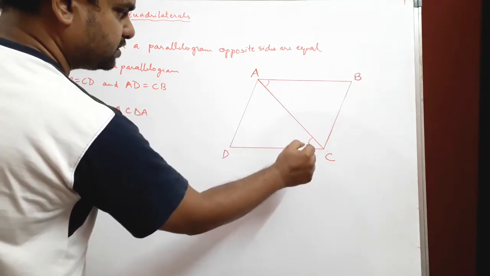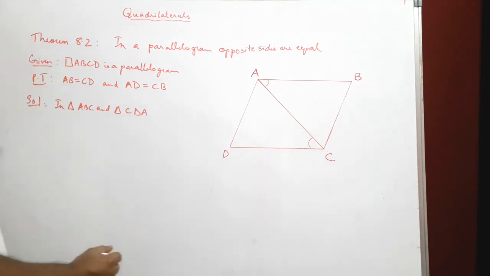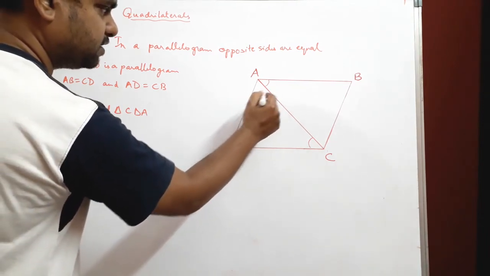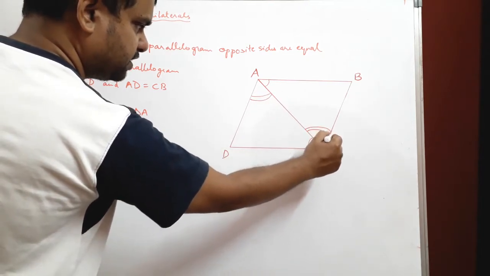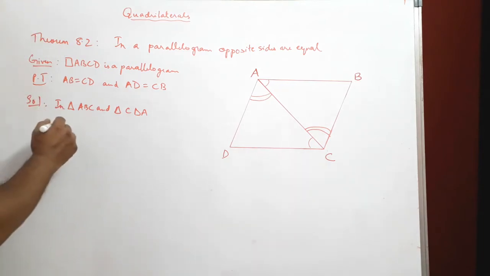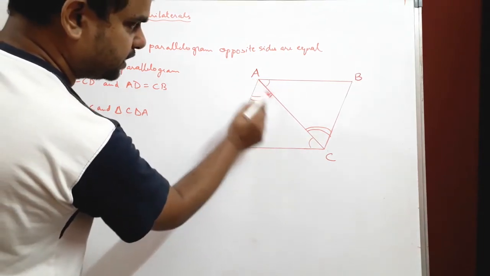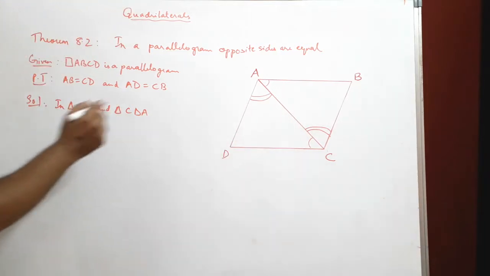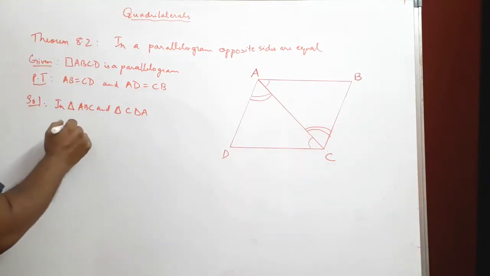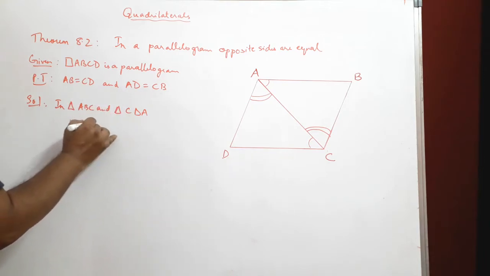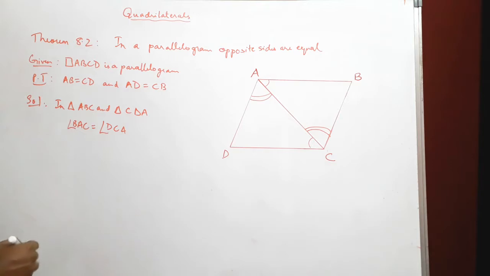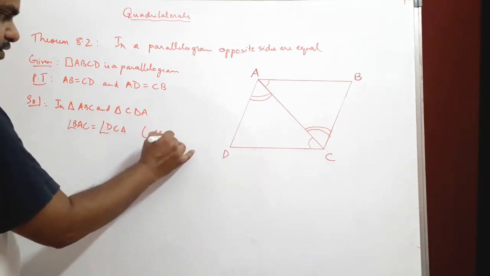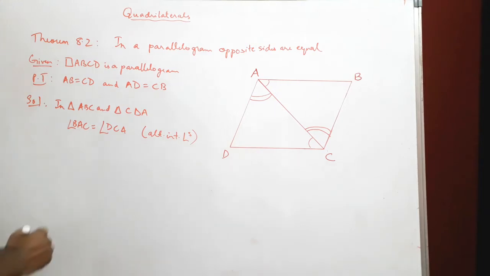We clearly see that this angle is equal to this angle because they are alternate interior angles, and also this angle is equal to this angle, again alternate interior angles. In between, AC is a common side to both these triangles. So we'll list down all the parts which are common to the two triangles, first beginning with angle BAC. Angle BAC will be equal to angle DCA, and we list this as alternate interior angles.